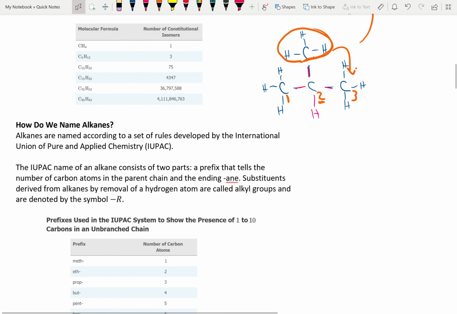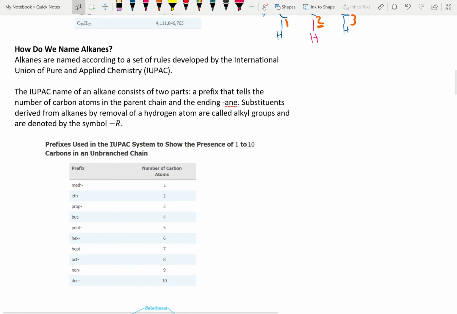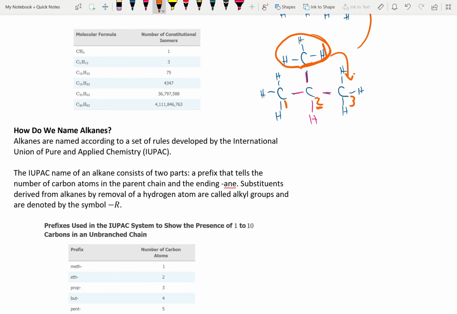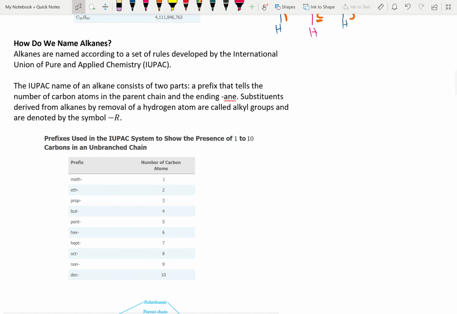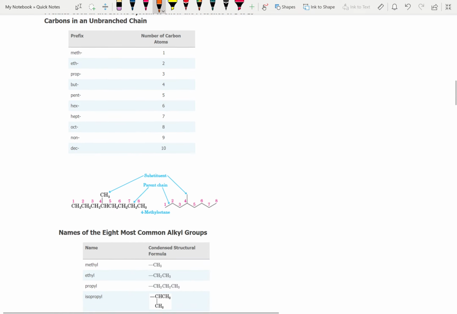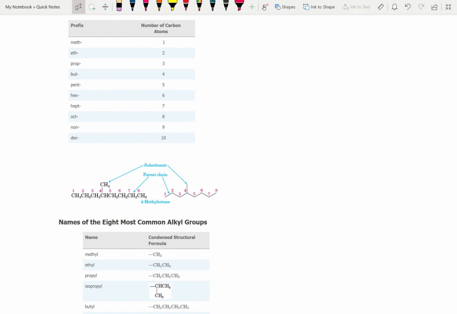Let me do another example here. Here are the prefixes if you need. So, for here, this is a methyl group because we have 1 carbon, right? Here it shows you the number of carbons. We have 1, so that's a meth. 2 is an eth. 3 is a prop. There's an example here. Here's a longer chain. We have 8 carbons. So what is 8? Do you guys remember? That's the octane.